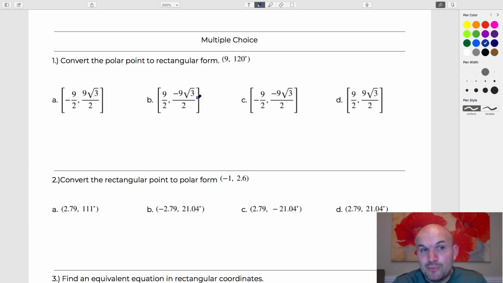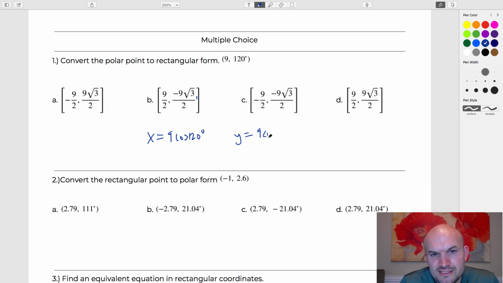You can see now I have a polar point that's now using degrees. But again, guys, it's the same thing. We're going to use x equals r cosine of theta. X equals 9 times the cosine of 120 degrees. And y equals 9 times the cosine of 120 degrees. Now, I can tell you a couple things already. 120 degrees is in the second quadrant, right? So I know cosine is going to be negative, and I wrote that wrong. That's supposed to be sine.